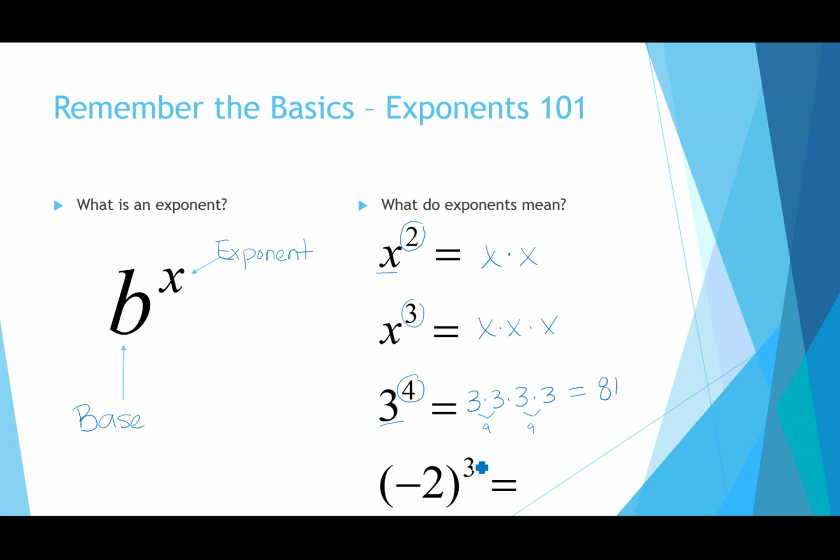Negative 2 being raised to the third power. Well, let's look. What is the base of that exponent 3? The base is negative 2. So negative 2 is being raised to the third power. So that means we're going to take negative 2 times negative 2 times negative 2. Again, let's simplify and see what that is equal to. Negative times negative times negative is going to yield a negative because I have an odd number of negatives. And 2 times 2 is 4. 4 times 2, negative 2 cubed is negative 8.